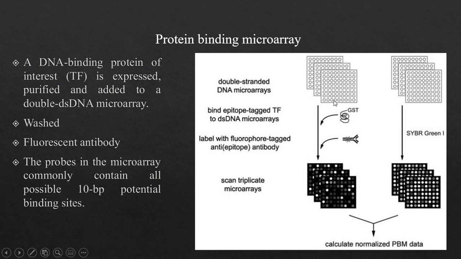We know what microarrays are. They have oligonucleotide sequences on them, about 10 base pairs, and they span specific regions of the genome. When we add a fluorescent antibody, a fluorescent signal is produced. By the signal we can locate which sequence is bound by our transcription factor.